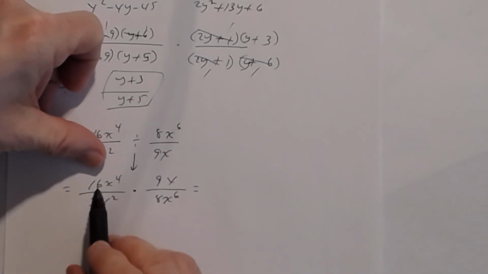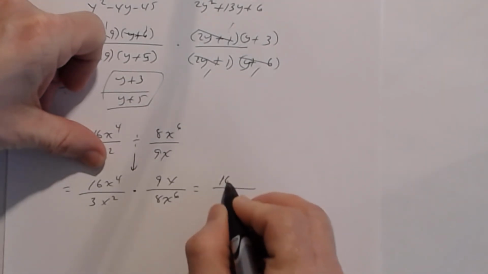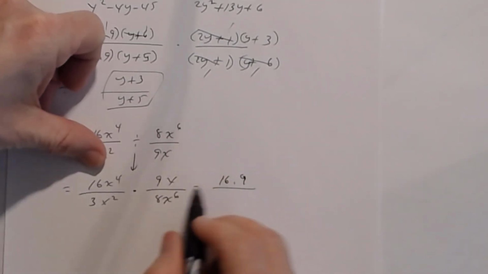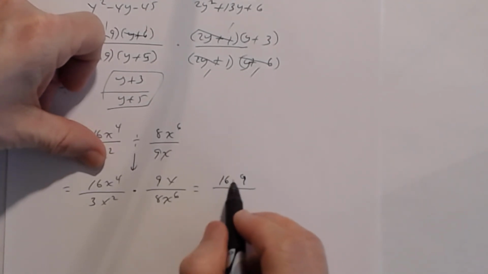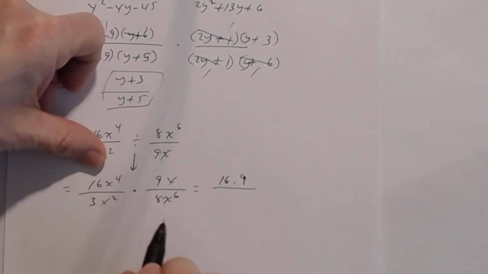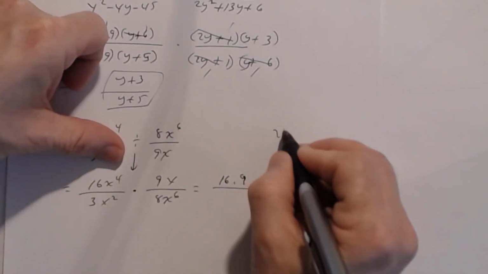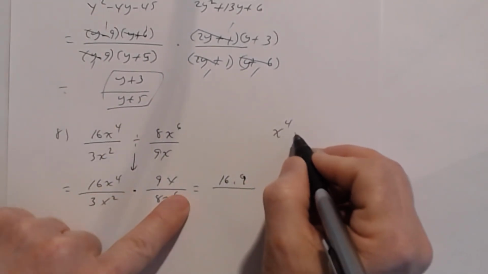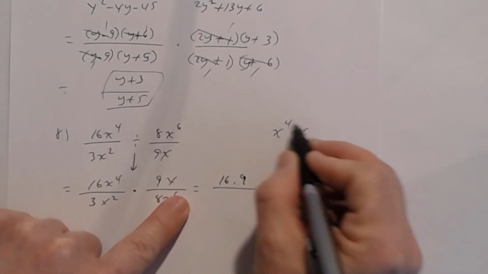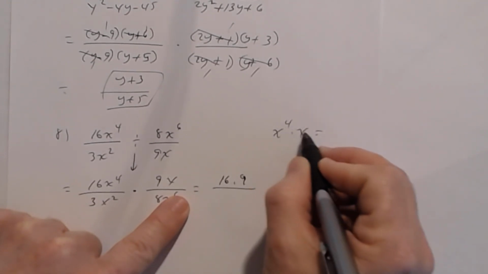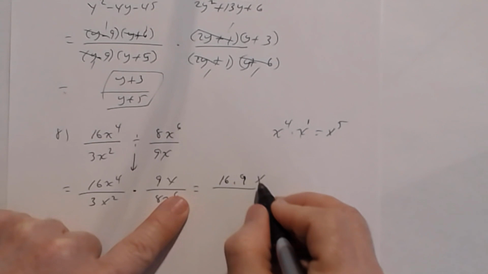So I'm going to leave this as 16 times 9 for right now, just to kind of explain something. Because if you actually took your calculator out and wrote 16 times 9, it'll be a big number. But leave it like that. I'm going to show you what's going to happen. So 16 times 9. Now you remember when you had x to the 4th times x? You remember that property when you multiply like bases, you add exponents? So x to the 4th times x to the 1st is x to the 5th. So rewrite it like that.